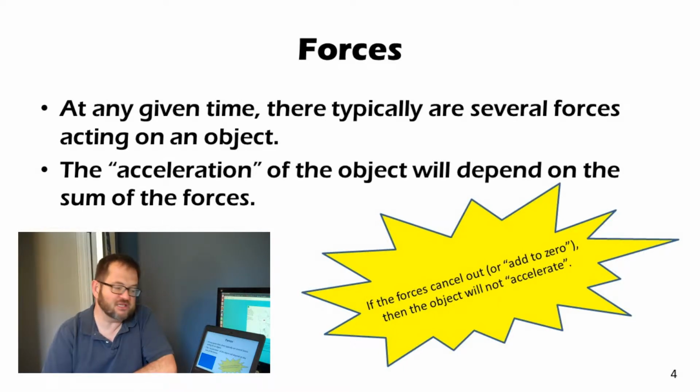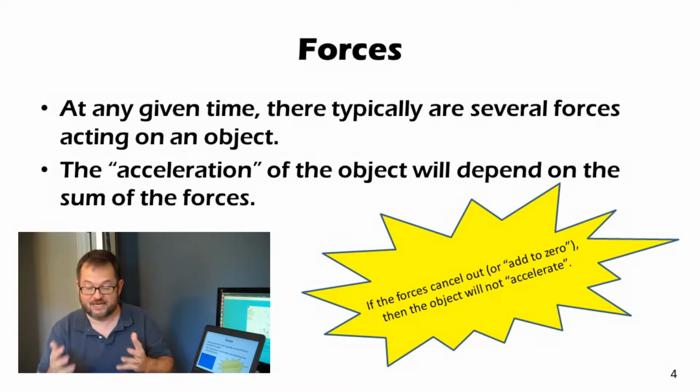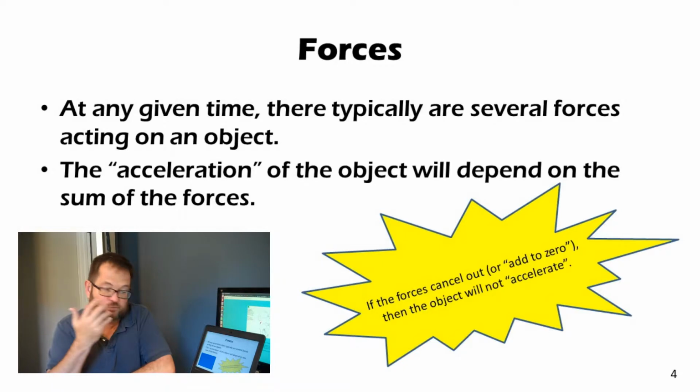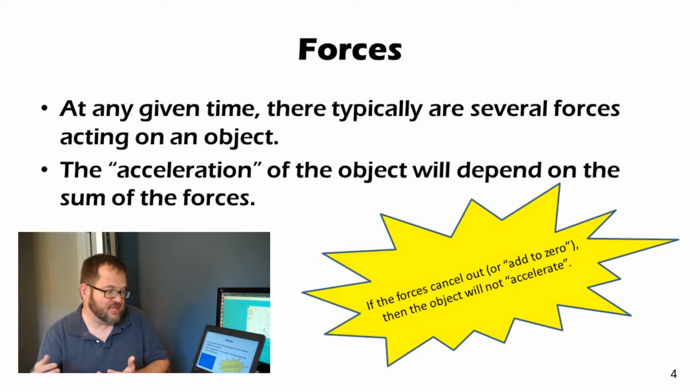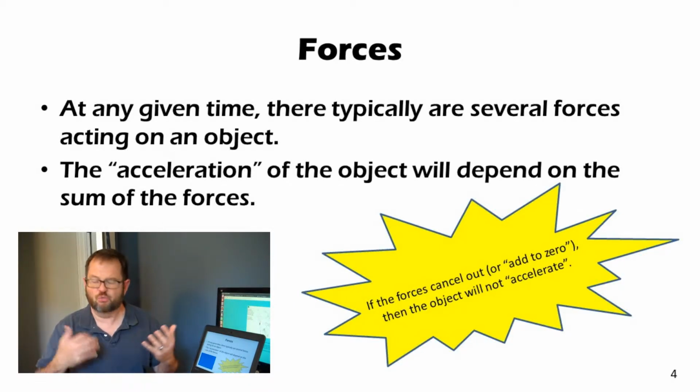The acceleration of the object then depends on how all those forces add up. If the forces add up to zero, that is to say they cancel each other out, then the object will not be accelerating. We'll describe that object as then being in some kind of force balance. And that's going to be the easiest type of situation to understand when we actually start talking about winds.